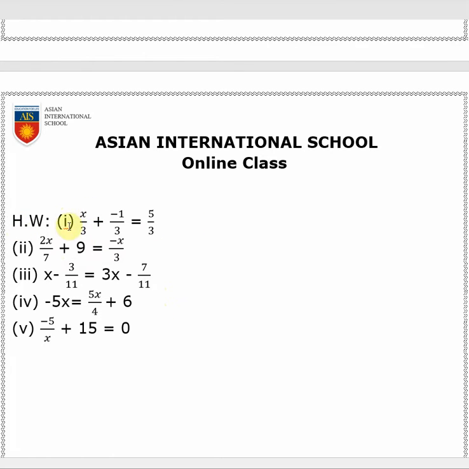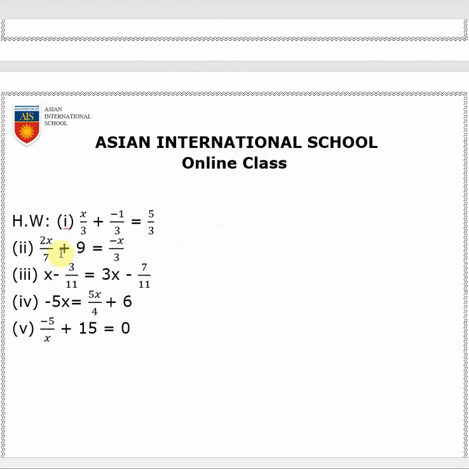Okay, so for the first one, x by 3 plus minus of 1 by 3 equals to 5 by 3. What you will do, you will bring this minus over here, so it will become x by 3 minus 1 by 3. Then this whole thing you will bring it into this side. So 5 by 3 plus 1 by 3, you have to do the LCM, then x by 3 will be that one, then multiply with 3.